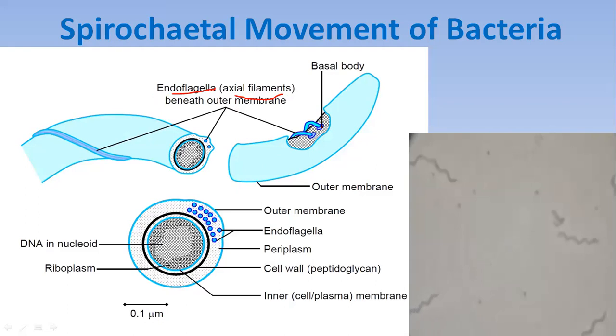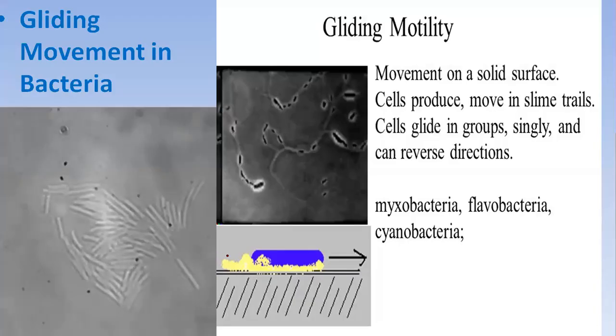Their basal bodies are adjusted in the cytoplasm as we have seen before, and then they twist around the membrane like this, and over there is the outer membrane. You can see lots of endoflagella or axial filaments present in this periplasmic space. Then they move. They can perform flexing, swimming, creeping, and spinning types of movement with the help of this axial filament.